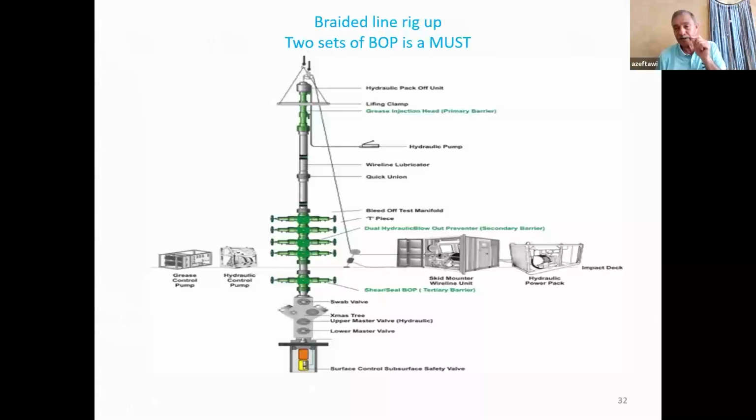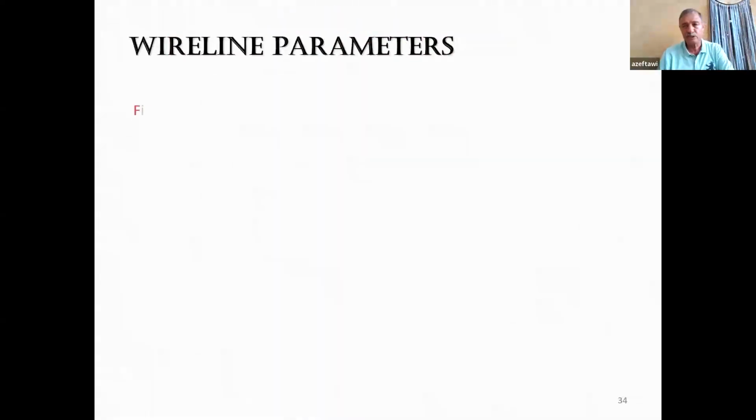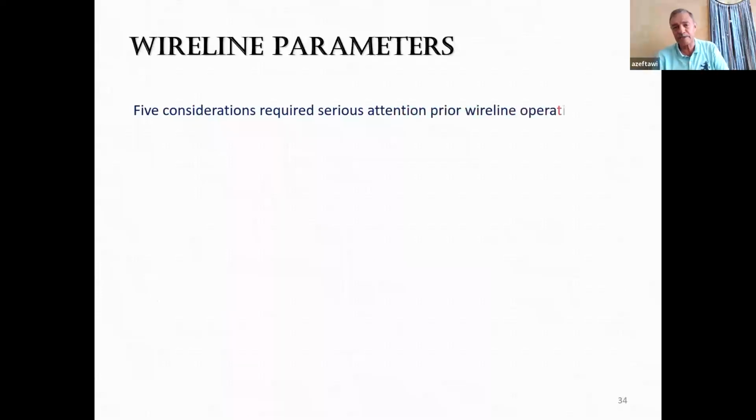And our tertiary barrier is not a Christmas tree because a Christmas tree cannot cut braided or E-line. So our tertiary barrier is a separate shear seal BOP. And this separate shear seal BOP, we said before, has to be connected to a separate control panel. You can put it away from the location up to 200 feet. This is the shear seal BOP, which is the tertiary barrier, because the tertiary barrier always has the cutting capability, and sometimes we call it shearing barrier.